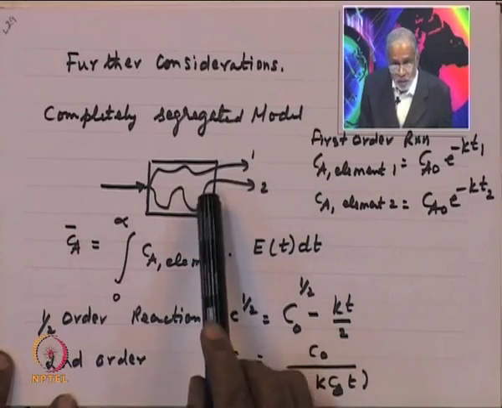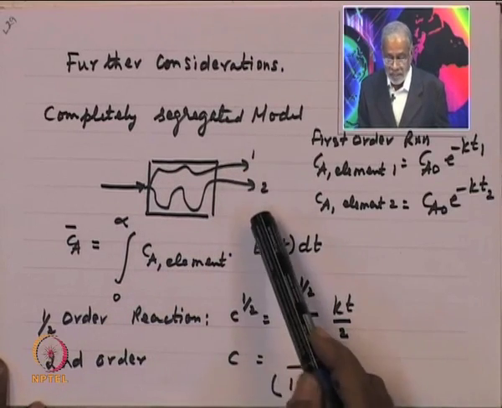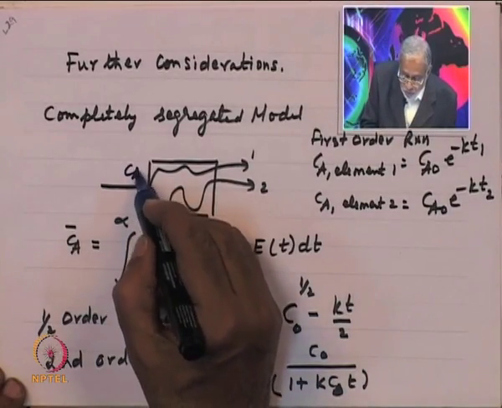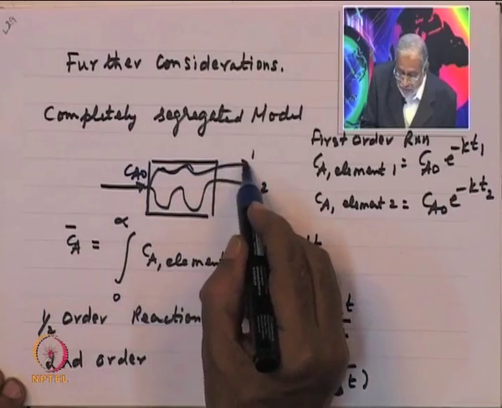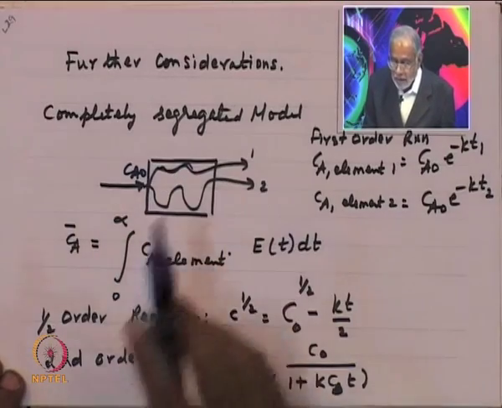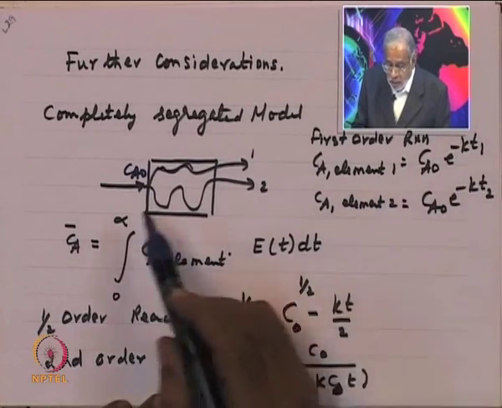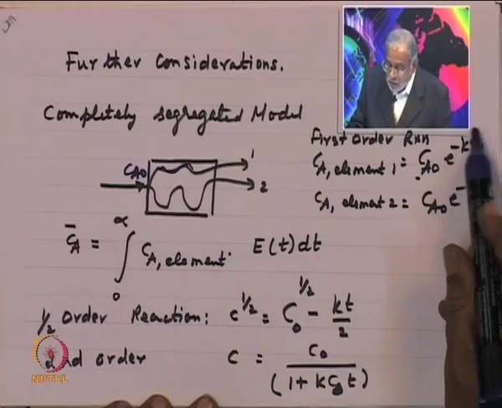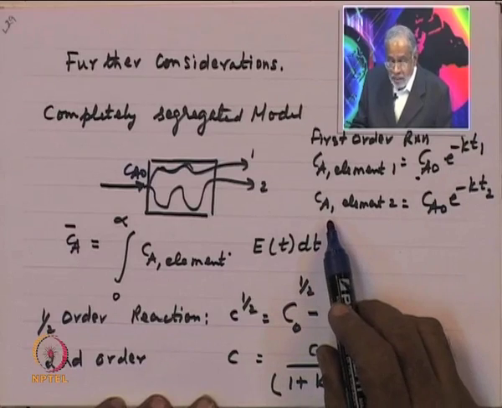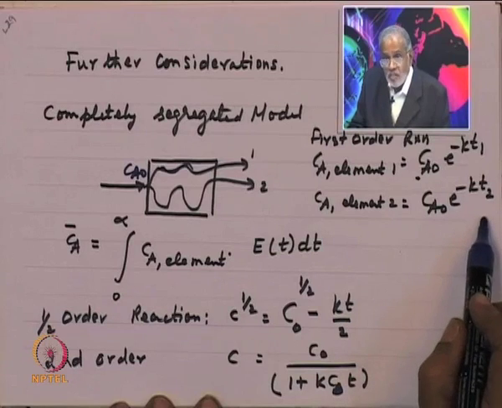Therefore, as per this assumption, if this fluid element goes through the equipment and emerges without recognizing the existence of the other element, then we can tell that if it enters at CA0, it would undergo chemical reaction depending upon the time that it has spent in the equipment. So what this completely segregated model tells us is that if you have a fluid element 1, it goes through the equipment, starts at CA0 and reacts as per this first order model, if it is a first order reaction, and emerges like this. Another fluid element enters at CA0, but spends time T2 and therefore emerges with this kind of concentration.